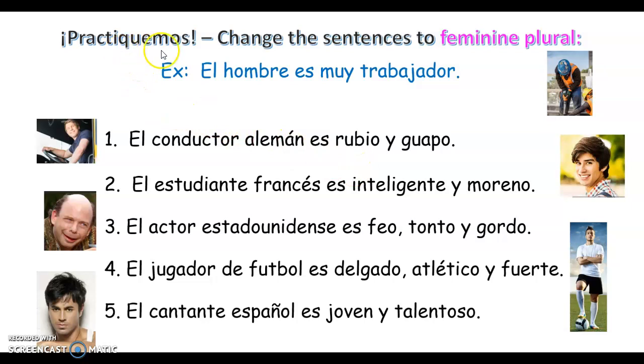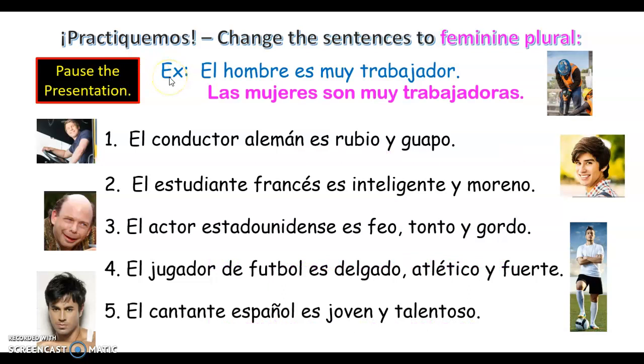Practiquemos. What you're going to do is change the sentences to feminine plural. Por ejemplo, it says, el hombre es muy trabajador. You're going to pause the presentation, and then I'll give you the answers on the next slide.